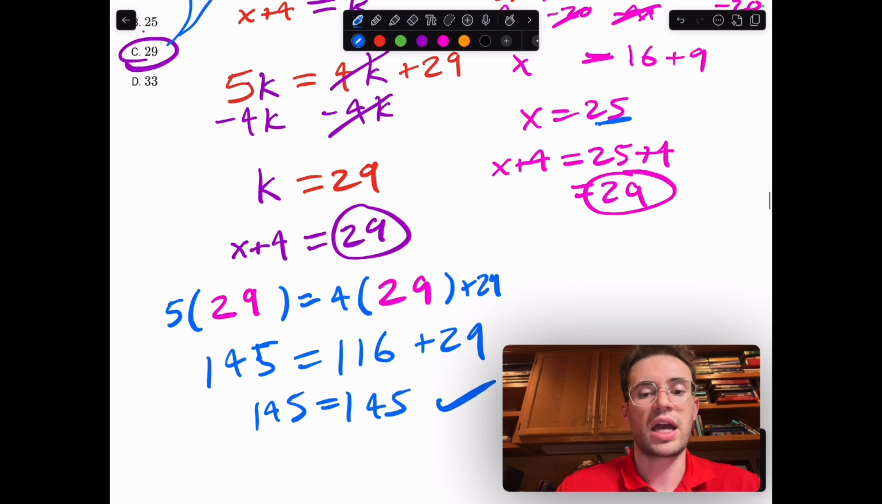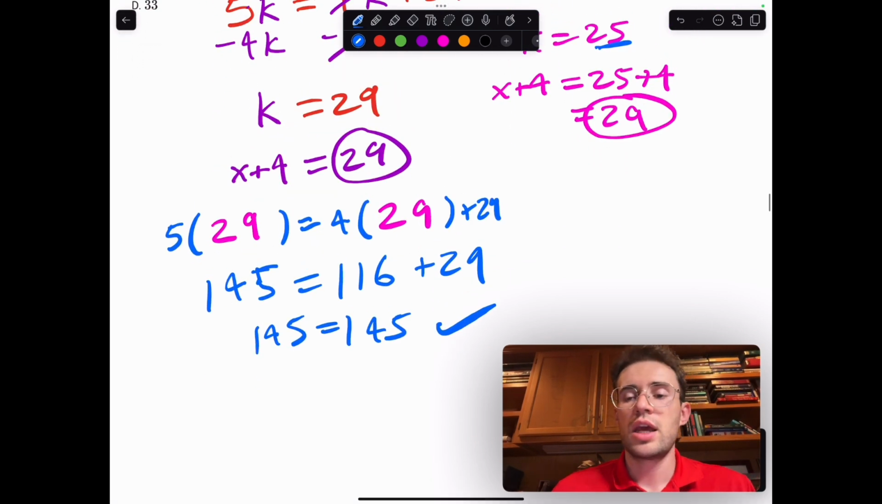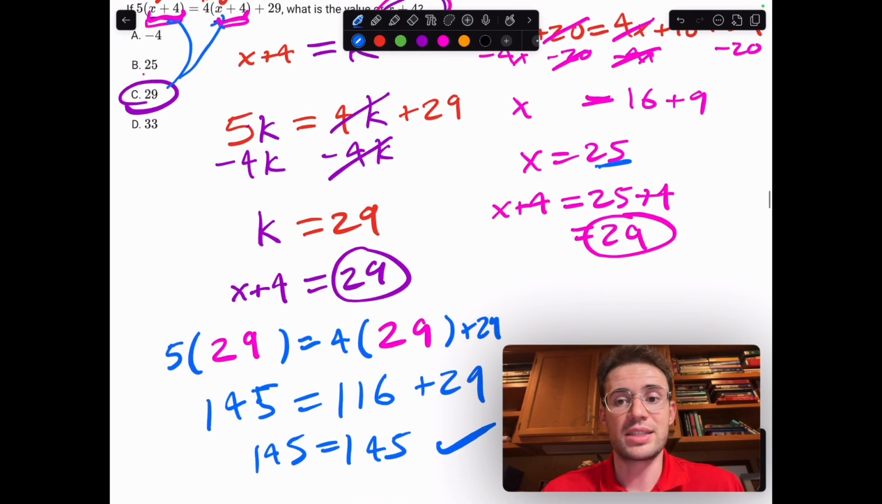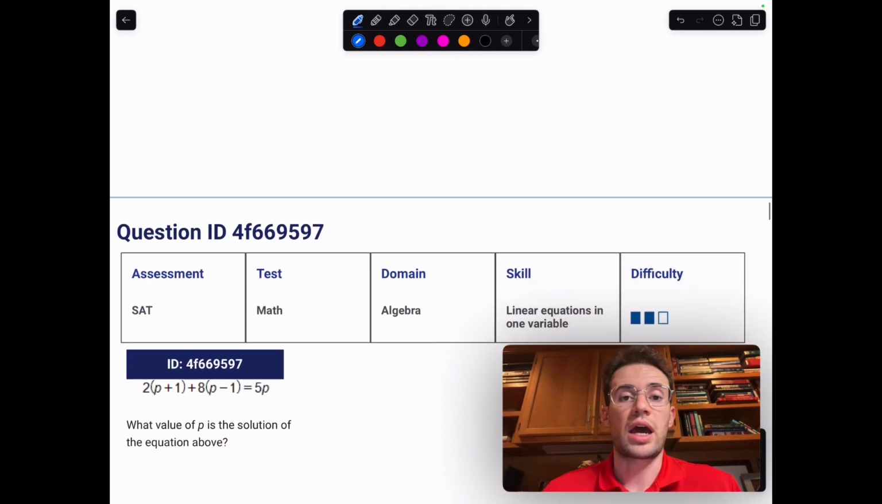25 plus 4 is 29. You'd end up with 145 equals 145. All right, so in that case, the check actually took longer than solving the problem because I checked it incorrectly, but it made me think about it a little bit more, and now I'm more confident in my answer.